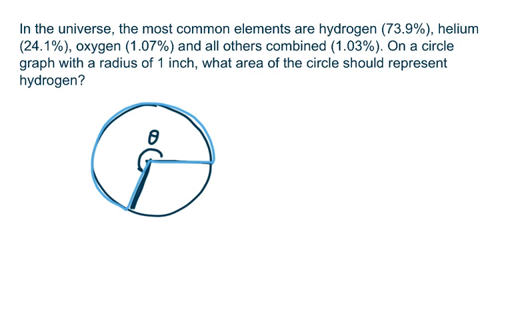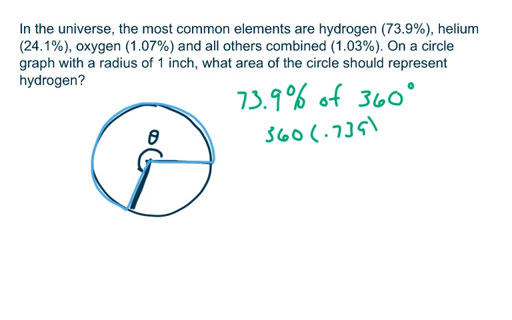Here's how I would solve this. First thing I need to do is figure out what my angle is. And I need to find 73.9% of my circle. And in a circle, you have 360 degrees. Okay? So 73.9% of 360, we're going to take 360 times 0.739. And when we do that, we're going to get roughly 266 degrees. Okay, so there's our angle measure in degrees.